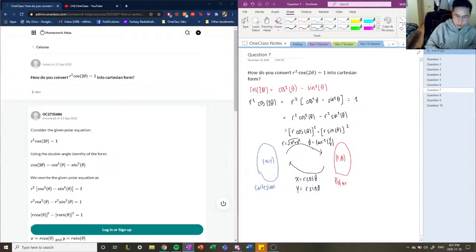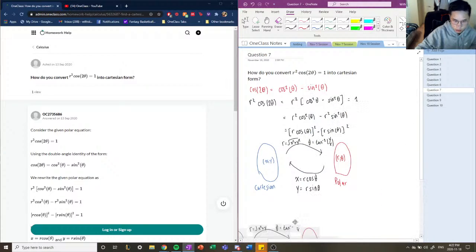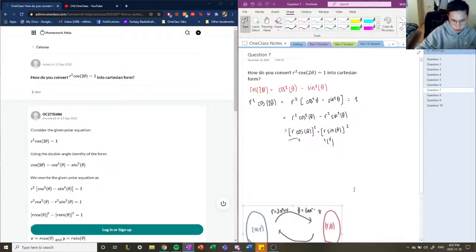So I shouldn't have drawn it right in front of my solution here. Maybe I can move it somewhere else. Okay, try moving this down here.